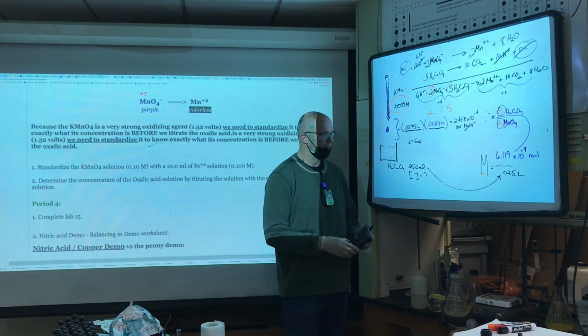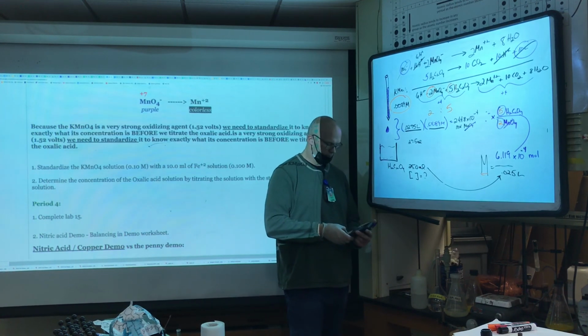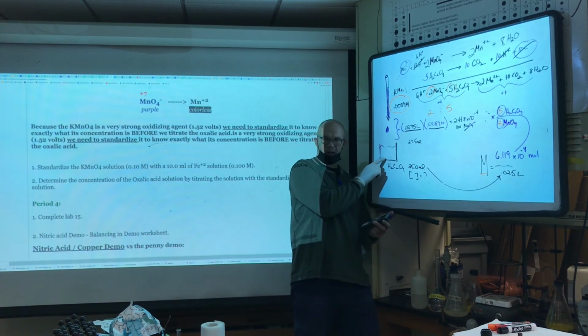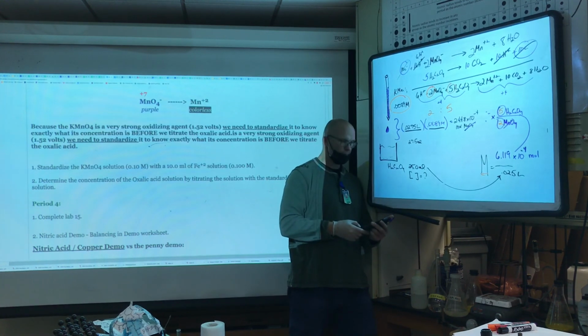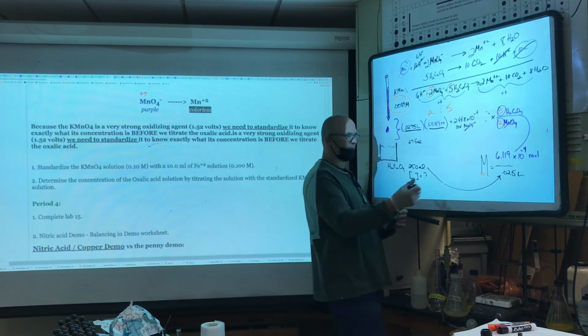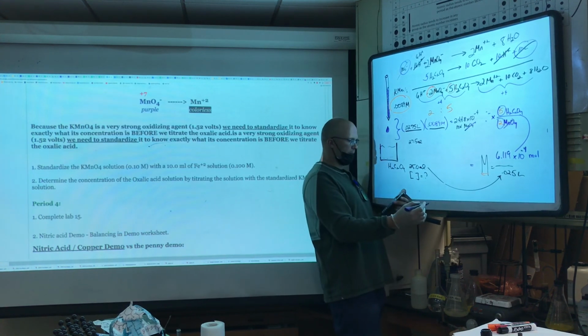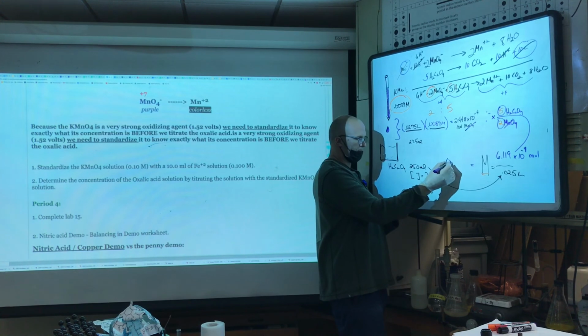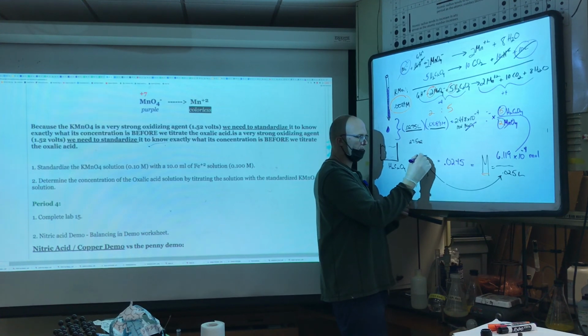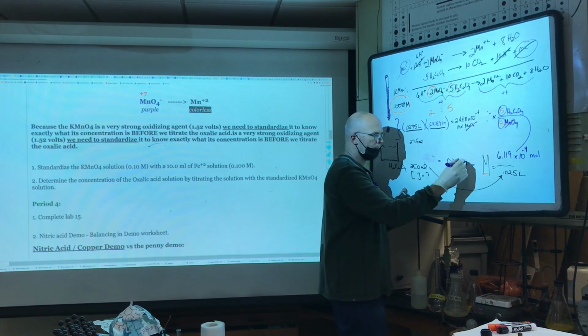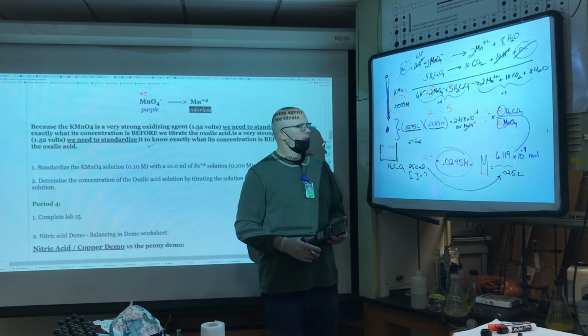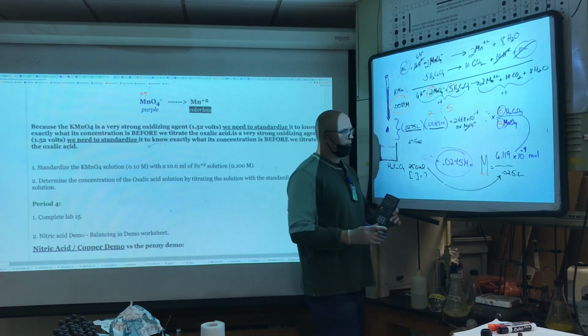Classic stoichiometry. And I'm going to divide that by 0.025 because I know that I started with an analyte of 25 milliliters. And when I do that, I get a molarity to be 0.0245 molar. That's the molarity. Equal to the concentration of my oxalic acid. That's the molarity.